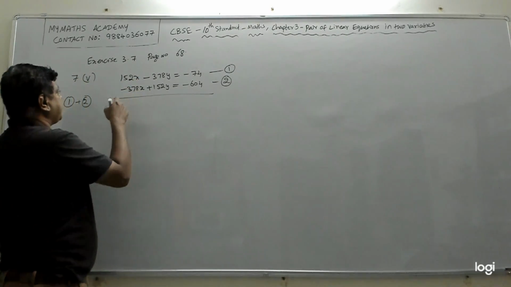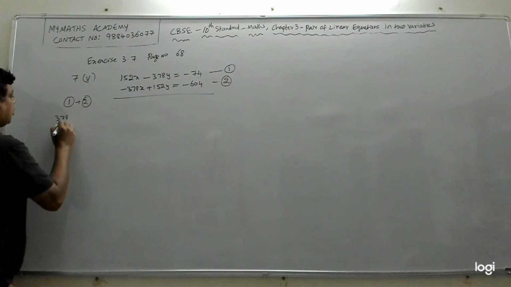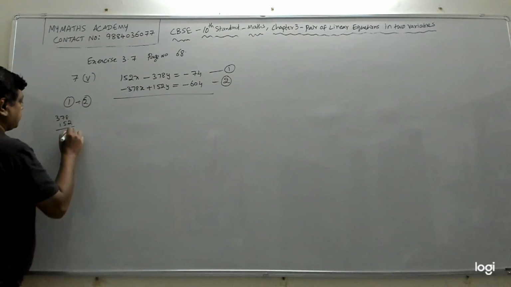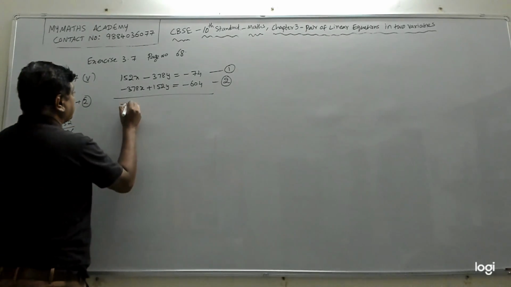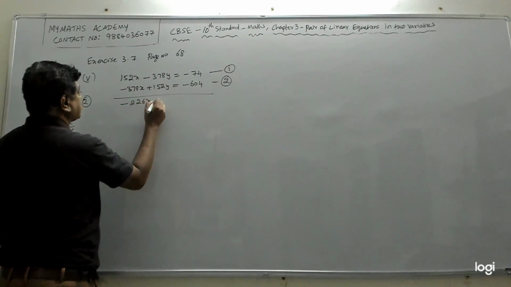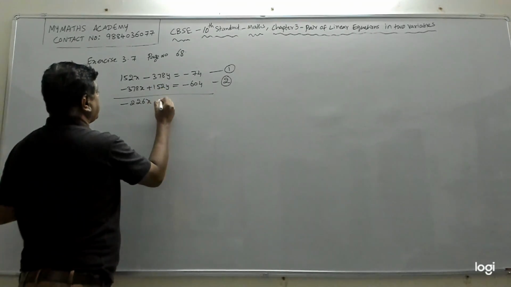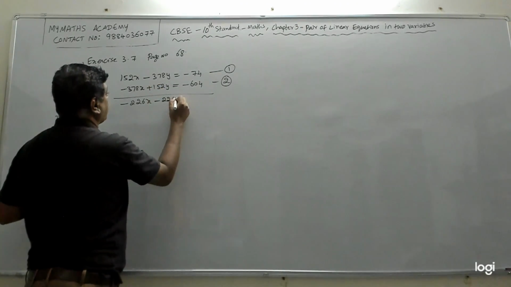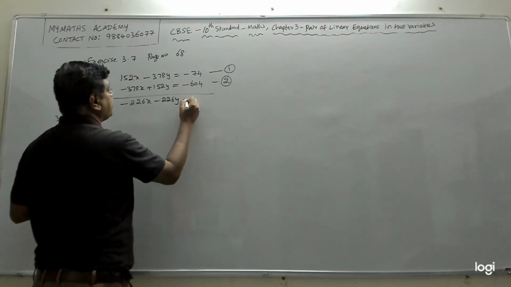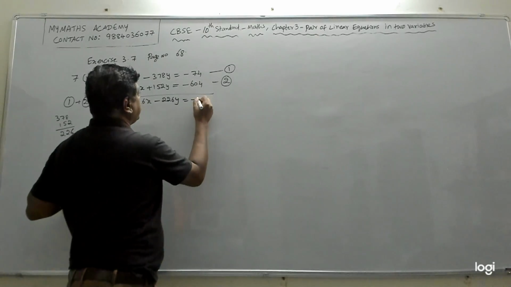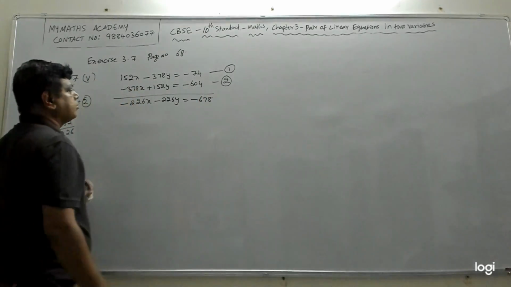152 minus 378. This is plus, this is minus, so I have to subtract. 378 minus 152 is 226. So I'll get minus 226x, and for y also you will get minus 226y, equal to, now if you add these two, you get minus 678.